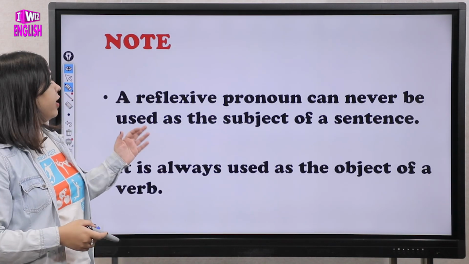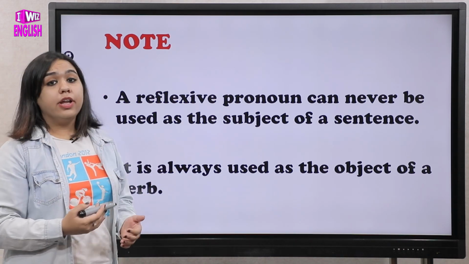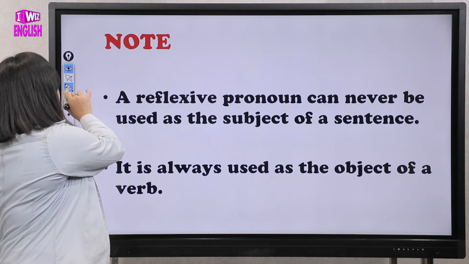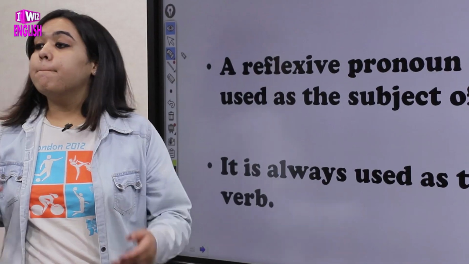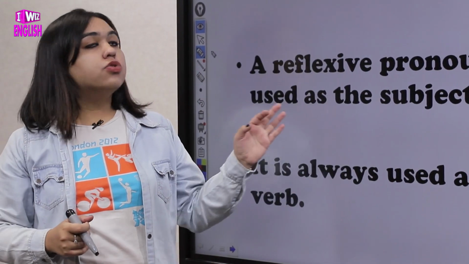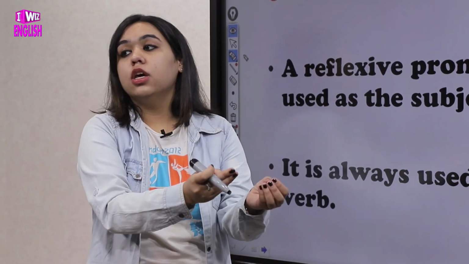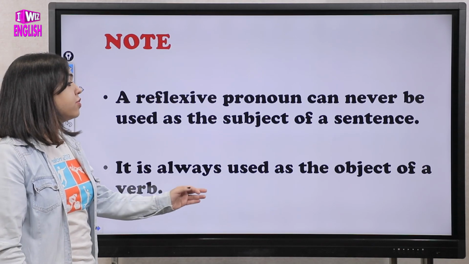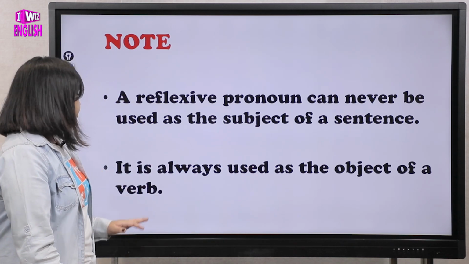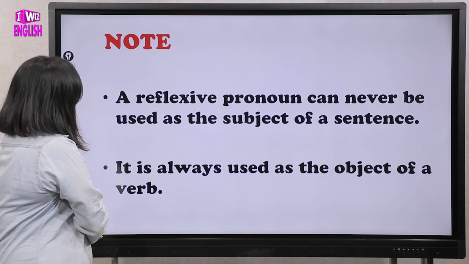So a reflexive pronoun, let's note something about reflexive pronouns. A reflexive pronoun can never be used as the subject of a sentence. I can never say that myself cleaned the room. I cannot use reflexive pronouns as the subject. They are always used as the object. That's the next point, it is always used as the object of a verb. I explained how. Now we'll be learning some examples of that.